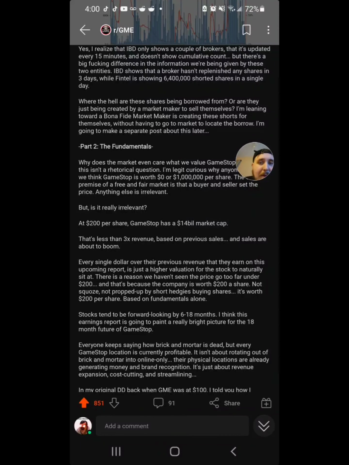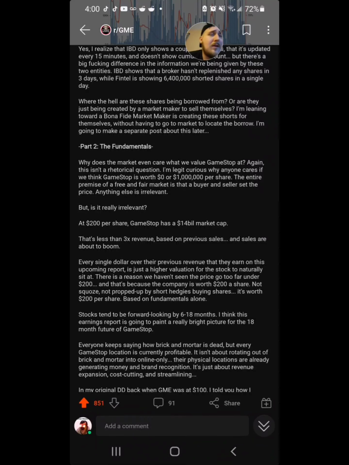I'm leaning toward bona fide market makers creating these shorts. Yeah, I've seen things about this on Reddit, and the theory that's coming out now is that either BlackRock or Citadel is potentially creating synthetic shares to try to cover their losses, which would be pretty crazy. That'd be earth-shattering financial news, and I believe it. I think they're losing so much money that they're doing whatever it takes to cover, because they don't have the shares to pay back.